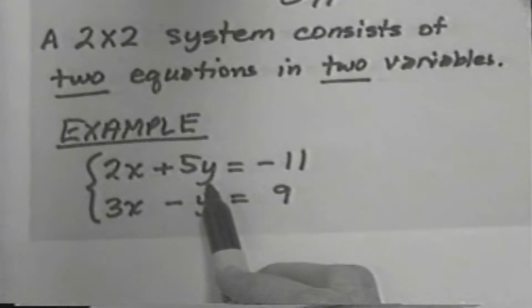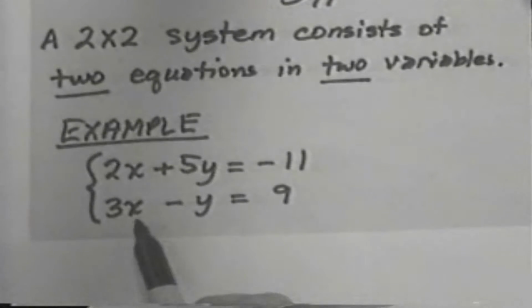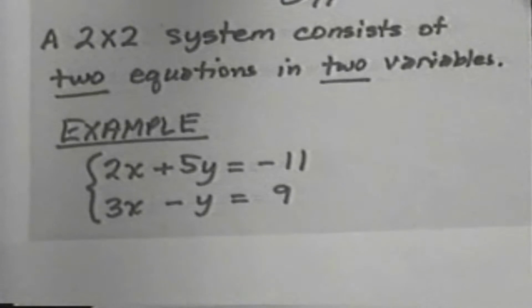In this system, the x and y show up in the first equation. The x and y also show up in the second equation. This is not always the case. Sometimes only one letter might show up in one equation or the other. But the crucial thing is the system has two equations with two variables in there somewhere.